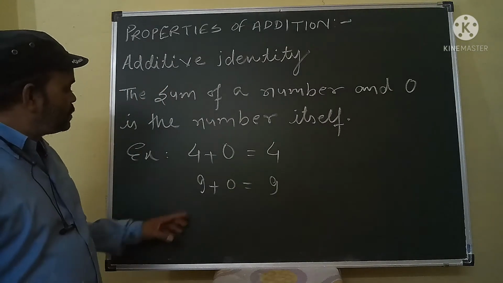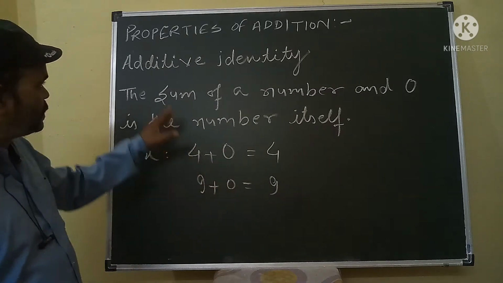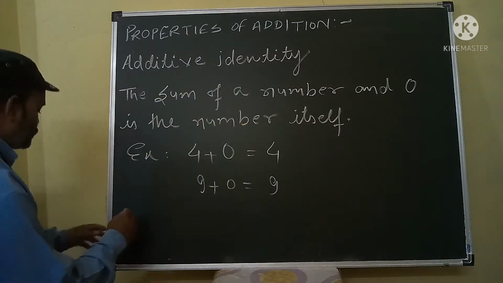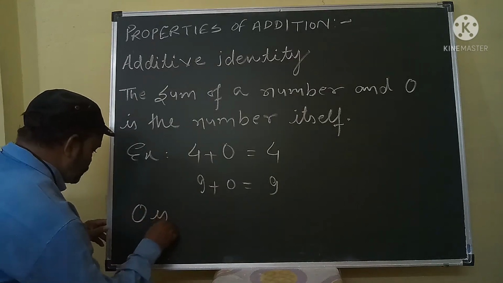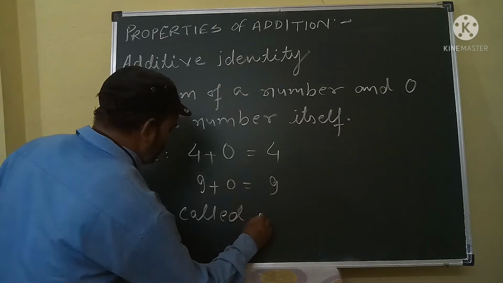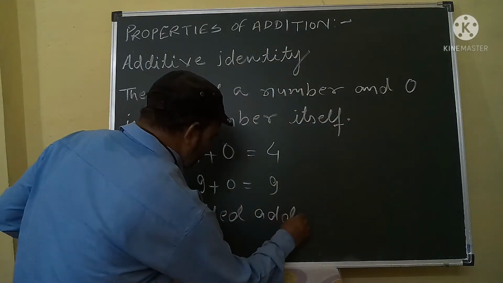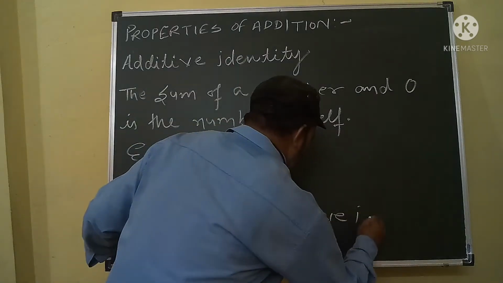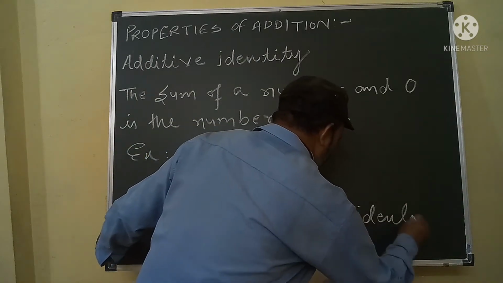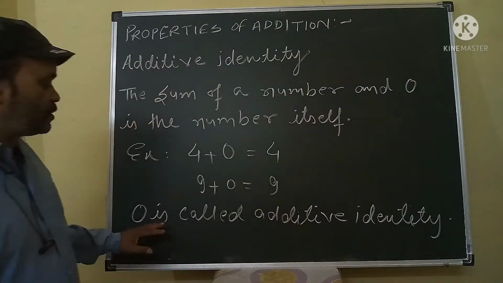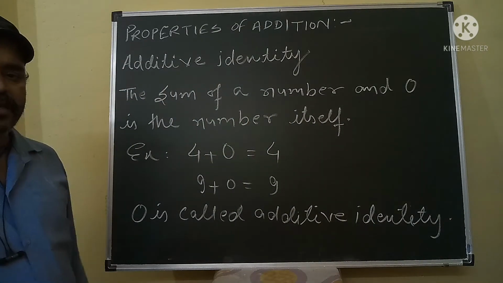In that condition, 0 is called additive identity. Okay, 0 is called additive identity.